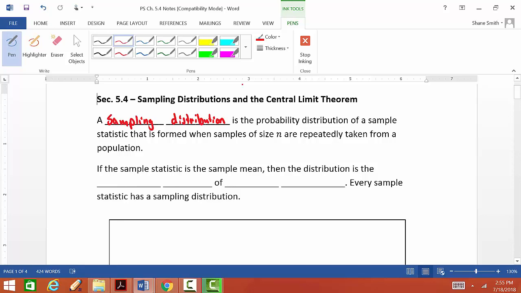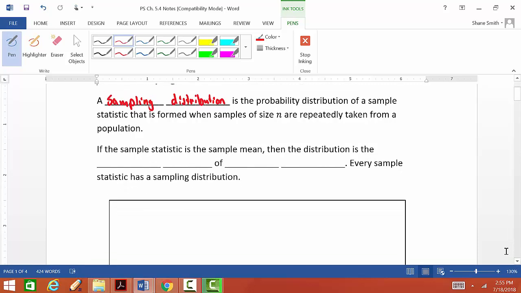is a probability distribution of a sample statistic that is formed when samples of size n are repeatedly taken from a population. This is kind of abstract to think about, but we have a population and we're going to keep taking samples from that population repeatedly. In those samples, we're going to take a statistic, and specifically the statistic we are concerned with is the sample mean. It doesn't have to be the sample mean. If you study statistics more, you'll realize you can do this with any sample statistic. But we're going to talk about the sample mean.